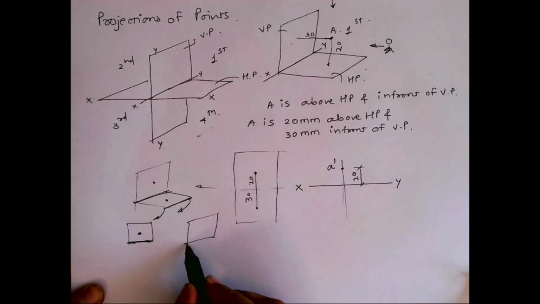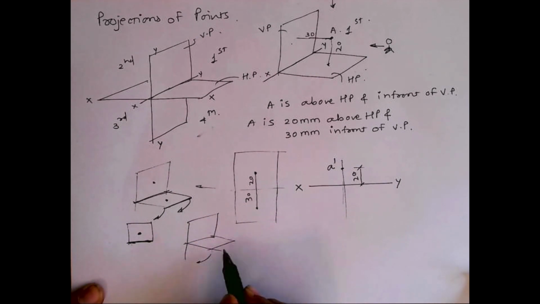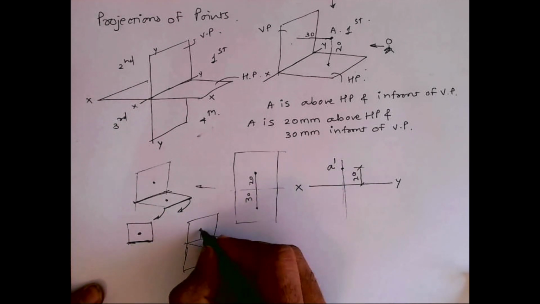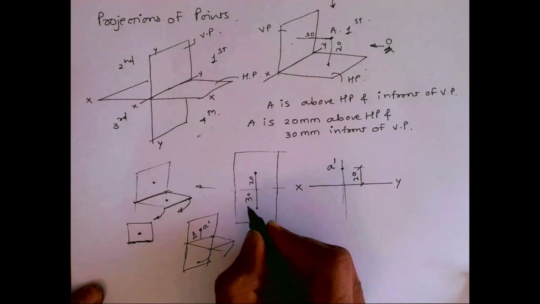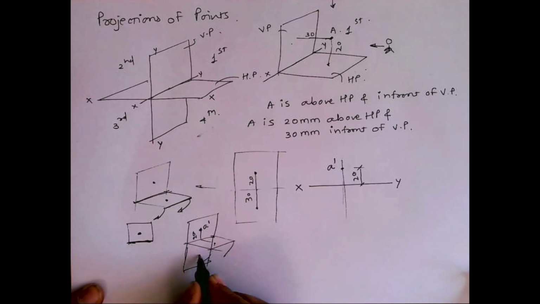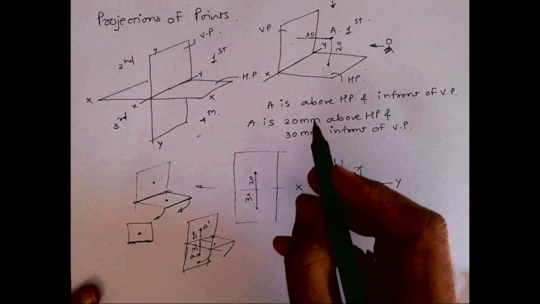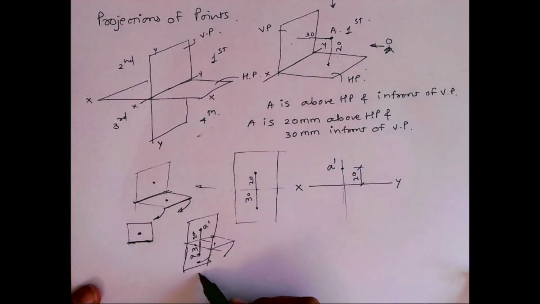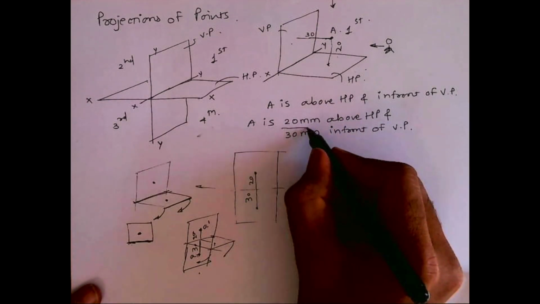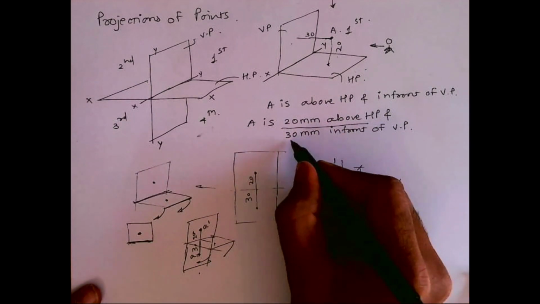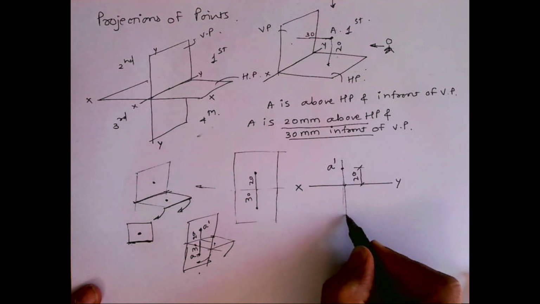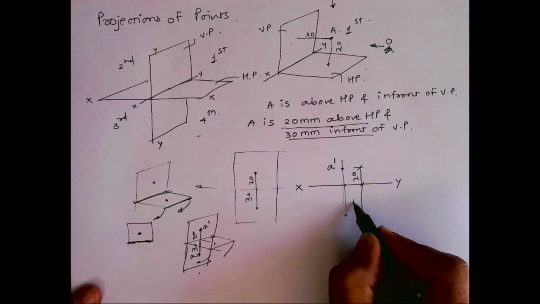So when we rotate that plane, which is horizontal, if we make it vertical, then this is 20 above A dash, and this line will go down and it will be vertical like this. This is 30 and this is A. So that's why front view is up, top view is down. See this. So whatever is above HP will come above XY line. Whatever is in front of VP will come below XY line.